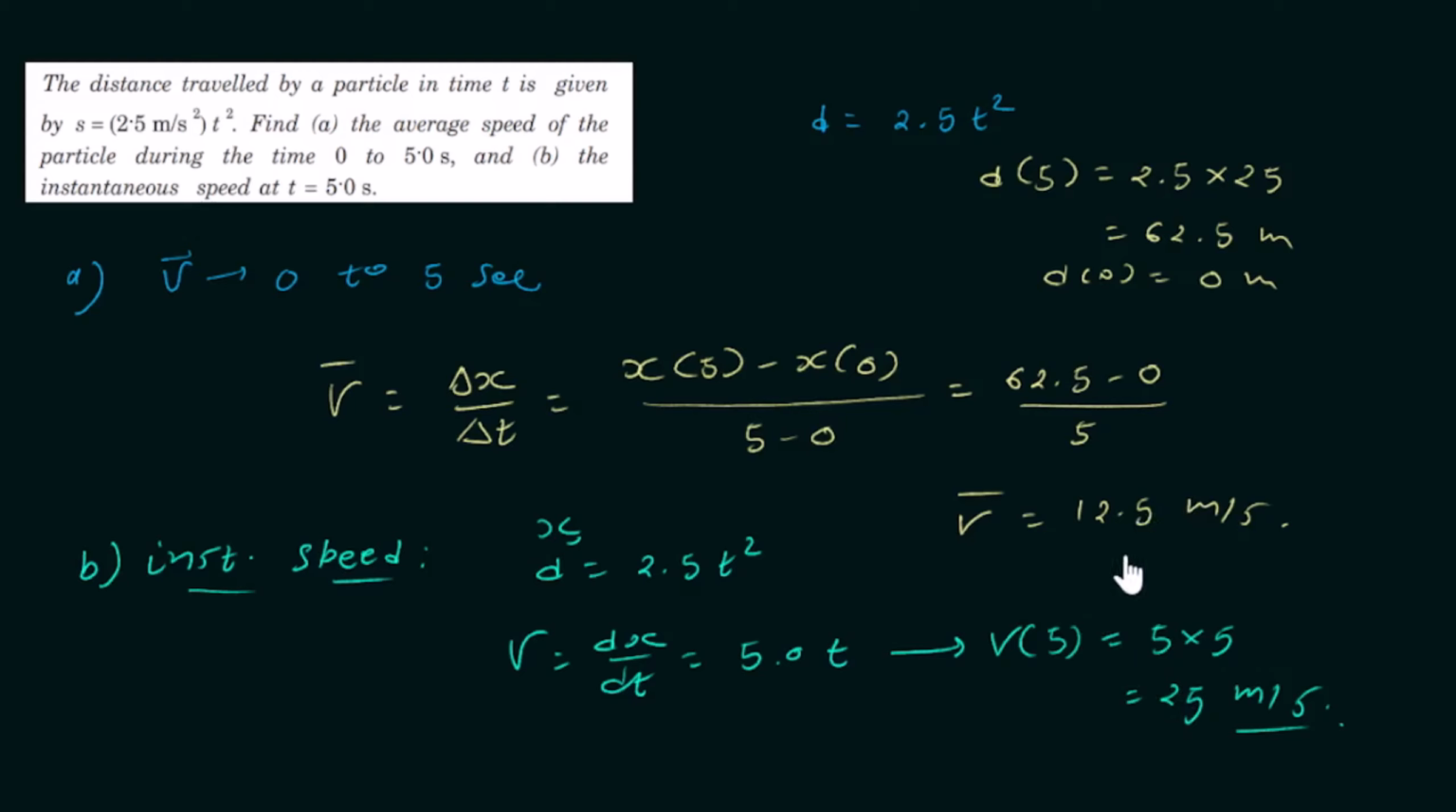But here you can see that the average speed between 0 to 5 seconds is 12.5 meter per second. So that's how average speed and instantaneous speed can be distinguished. Both are different concepts. The average speed is taken for the entire journey, and instantaneous speed is the speed of the object at any particular time. So that's all for this particular problem. Now let us move to another problem.